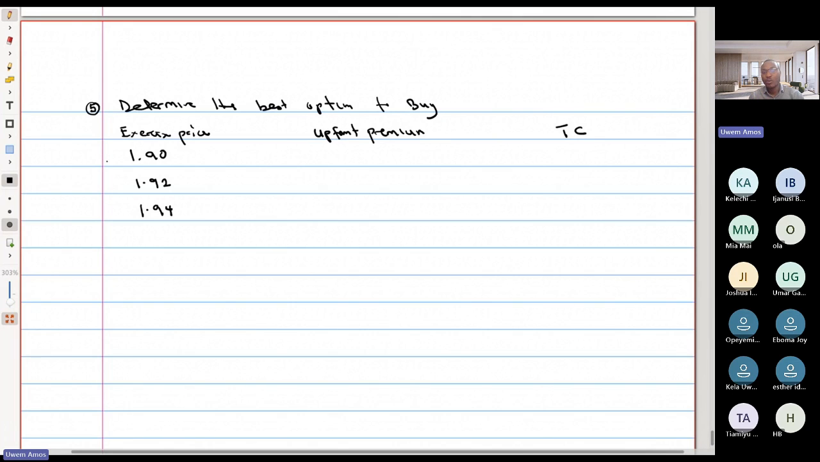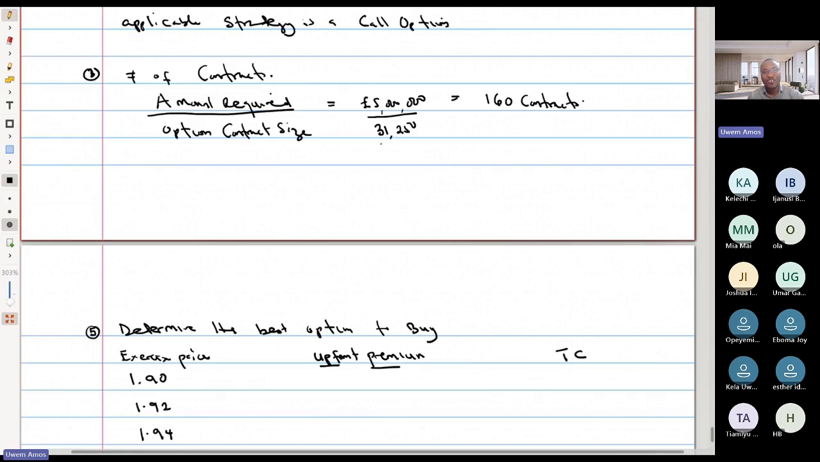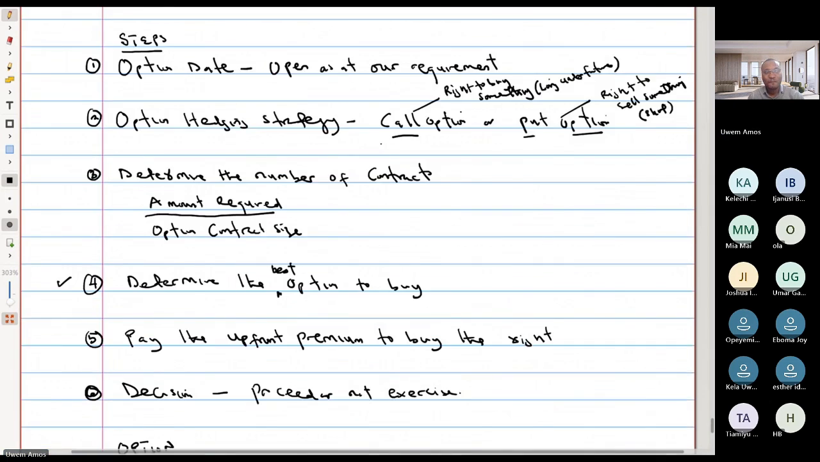Now, to gain the right, but not an obligation, to buy pounds at either 1.90, 1.92, or 1.94 will require that we pay an upfront premium. So what would be the upfront premium under 1.90? What would be the upfront premium under 1.92? And what would be the upfront premium under 1.94? So let's go right back to our question.